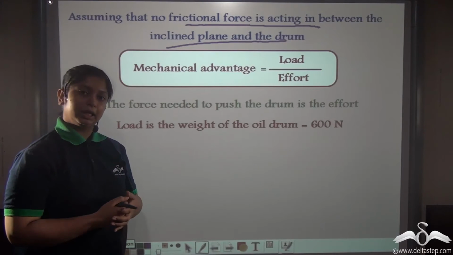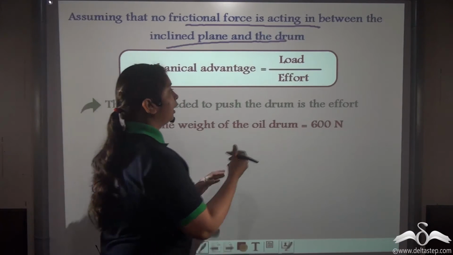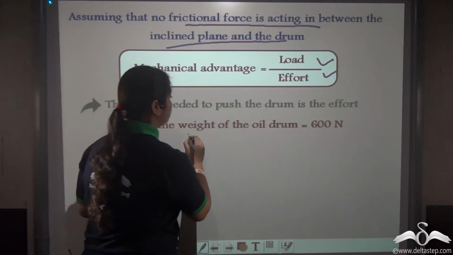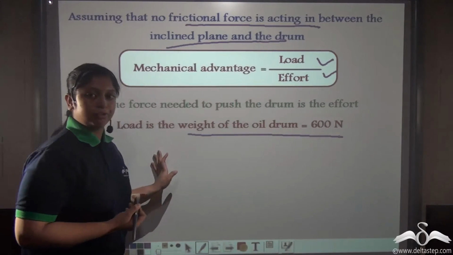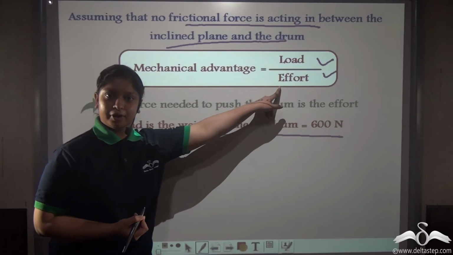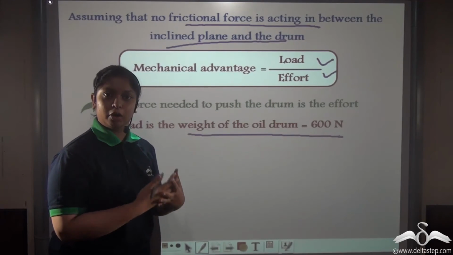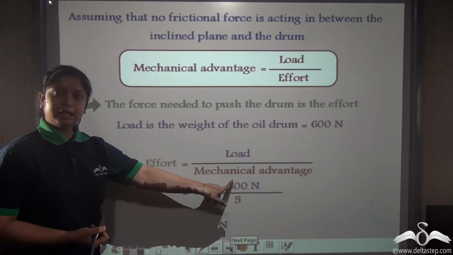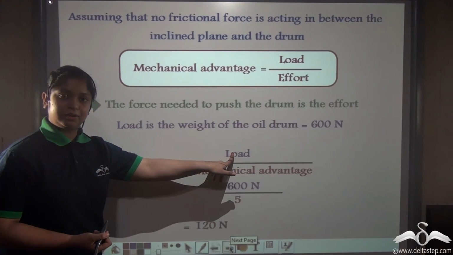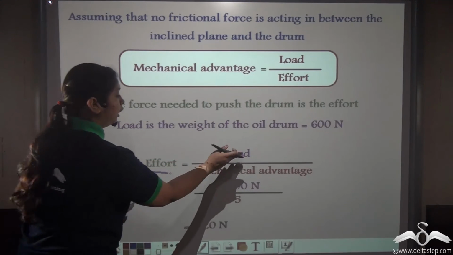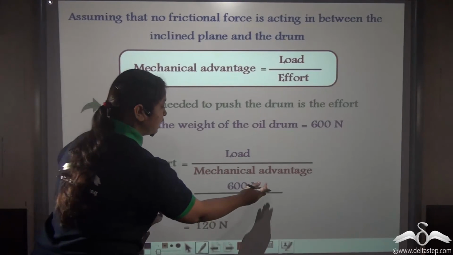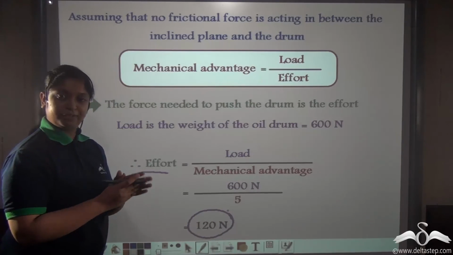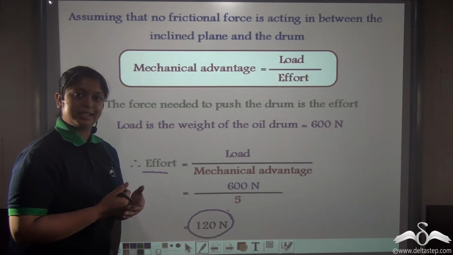And you know that the mechanical advantage of any machine is the ratio of its load to effort. The load, that is the weight of the oil drum, we have already found out to be 600 Newton. So we need to find the effort or the force that is needed to lift the oil drum using the inclined plane. We already know that mechanical advantage is 5 and load is 600. So effort can be found out using load by mechanical advantage, which is 600 by 5, which comes to 120 Newton. And effort, you know, is force. So it is denoted by Newton, which is the SI unit for force.